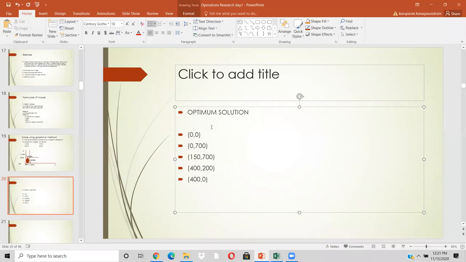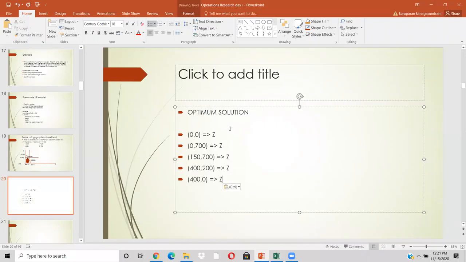Okay, fine. But this 0 means A is equal to 0. But this 0, B is equal to 0. Here, A is equal to 0 and B is equal to 700. Okay. For this one, you have to calculate what is Z. Similarly, for each corner point, you have to calculate what is Z.